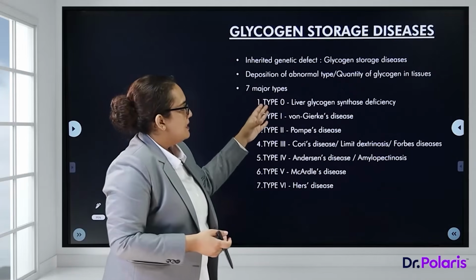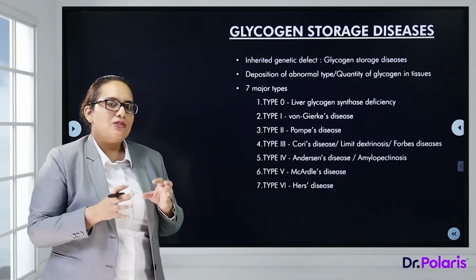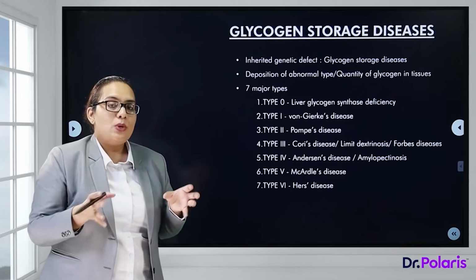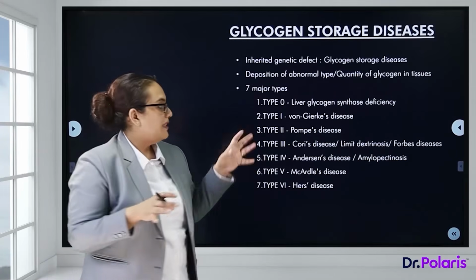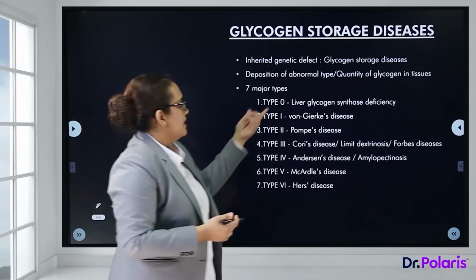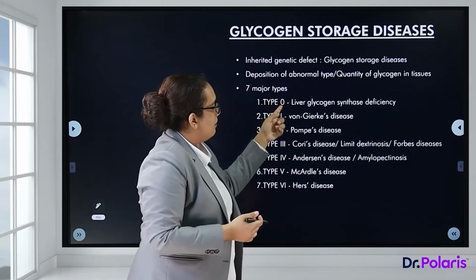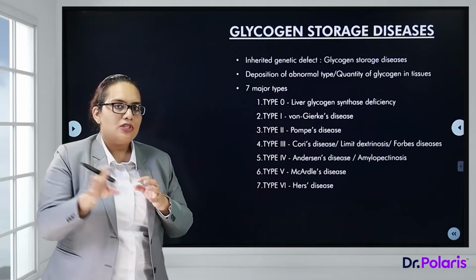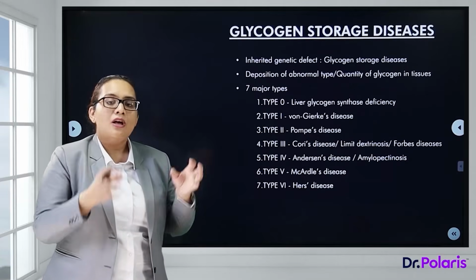So it starts with type 0. Now type 0 is not per se a glycogen storage disorder. There is no accumulation of glycogen in that. Rather, there is a deficiency of glycogen formed. So this is one exception. That is why you don't have a number here. Rather, it is called type 0 because there's deficiency of glycogen and not accumulation of glycogen or any of its products.